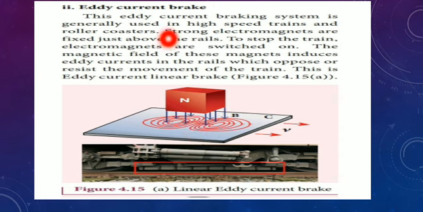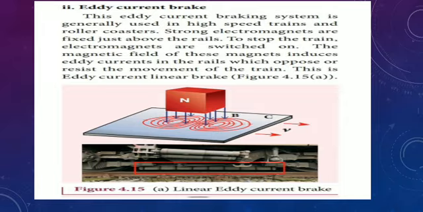Okay, see that strong electromagnets are fixed just above the rails. See, this is the electromagnet. To stop the train, electromagnets are switched on. The magnetic field of these magnets induces eddy currents in the rail which oppose or resist the movement of the train. Yes, this is the eddy current linear braking system used in bullet trains.